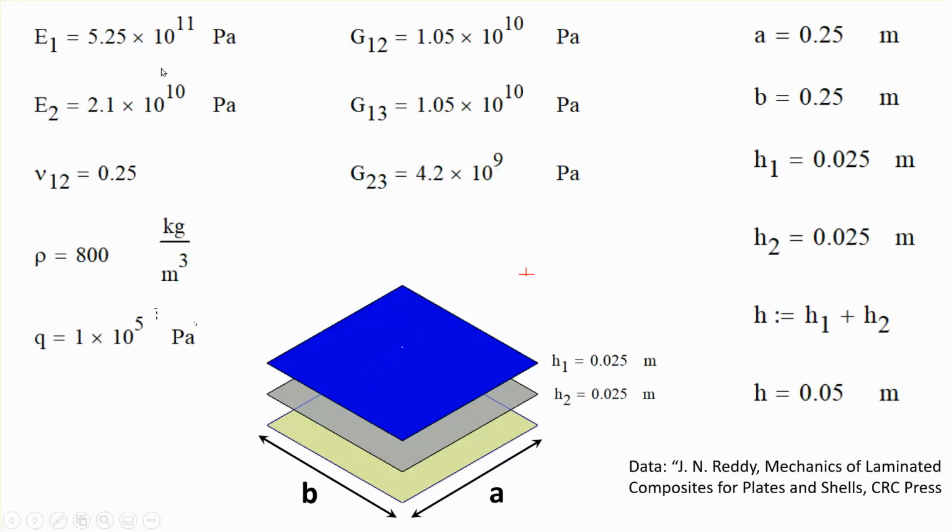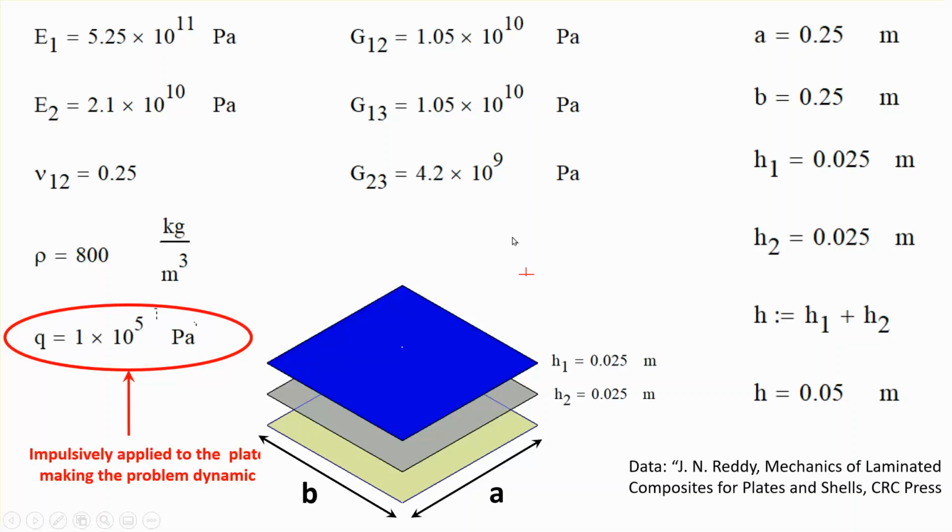The properties are given. These are taken from Reddy's book, and there's a misprint somewhere in Reddy's book. Somewhere in the book, it says it's 8 kilogram per meter cube, or something along that line. So this is the correct dimension. And notice that the load here is 100,000 Pascal, or 0.1 megapascal, and it's applied impulsively. In other words, it's not that I apply the pressure starting from 0 and build it up to that number. It's suddenly applied, as if a valve is suddenly opened, so it starts to vibrate.